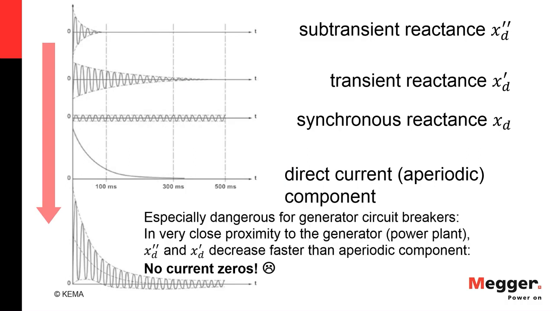And just in general, this is highly dangerous for generator circuit breakers. This is why there is a special test, a special type test for these breakers. They have to withstand a very long duration of fault current with no current zeros, because in a three-phase fault in the power plant, there won't be any current zeros, and you will get this very dangerous scenario.